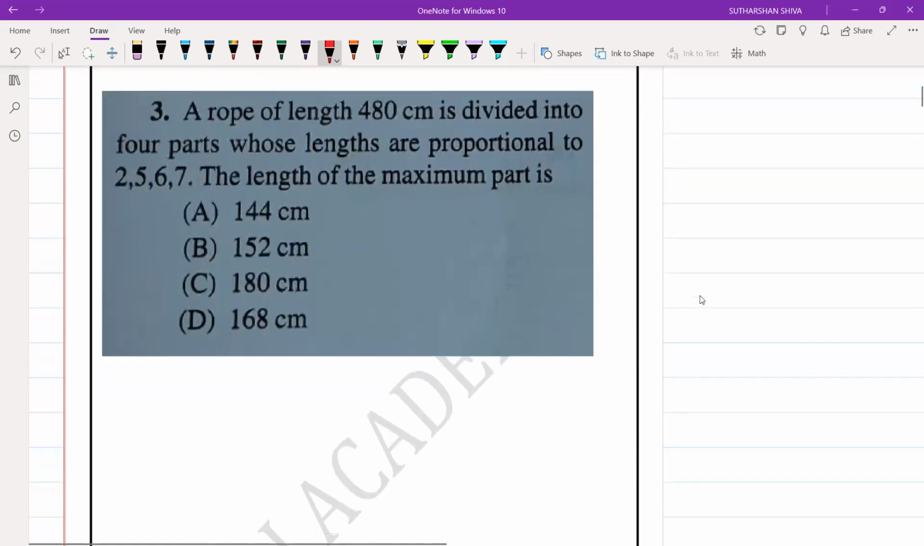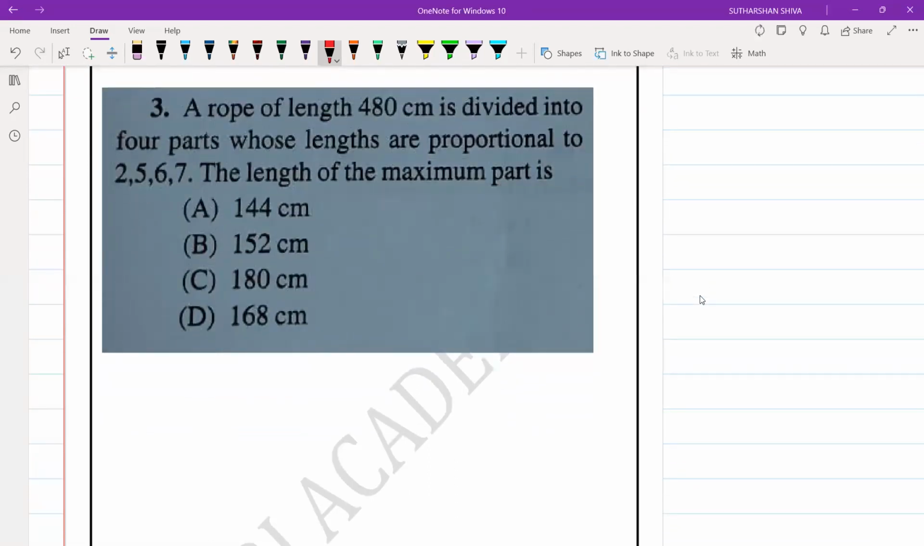Now coming to the third question. The third question is based on proportion. From arithmetic, ratios, proportion and all, they are asking simple questions. A rope of length 480 centimeter is divided into 4 parts, very simple, in the proportion of 2:5:6:7. What is the length of the maximum part? They are simply asking what is the length of the 7th part.